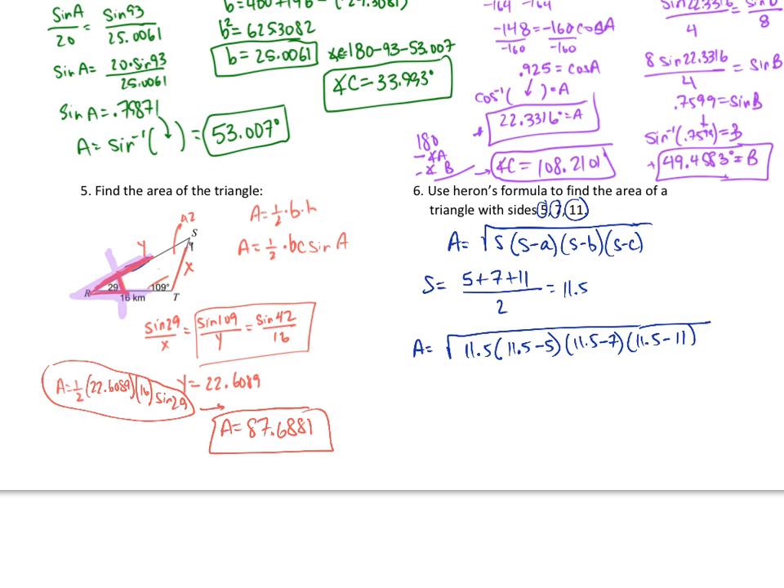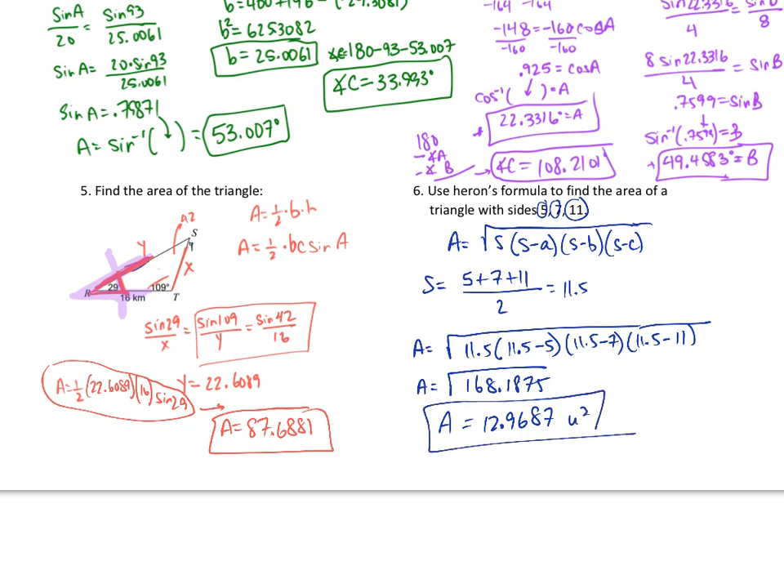And I went ahead and put these into my calculator. So the area comes out to be the square root of 168.1875. And taking that square root, I will end up with a final value of 12.9687 square units. I should have probably put square units on this one as well.